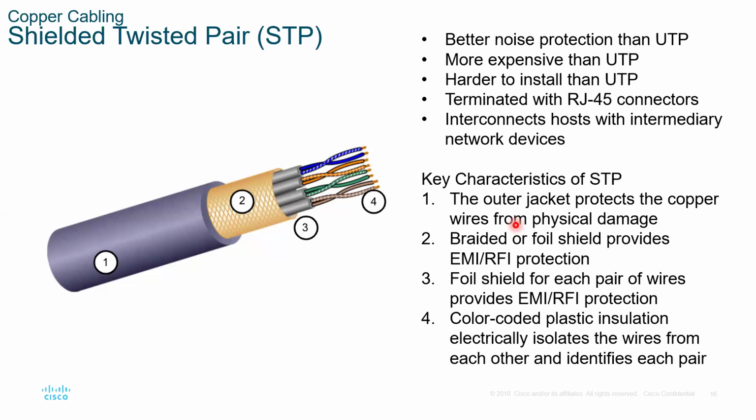Like I said, this is how you make an Ethernet cable with UTP, but your STP has a shield going around it. So basically, the difference between UTP and STP is a shield.